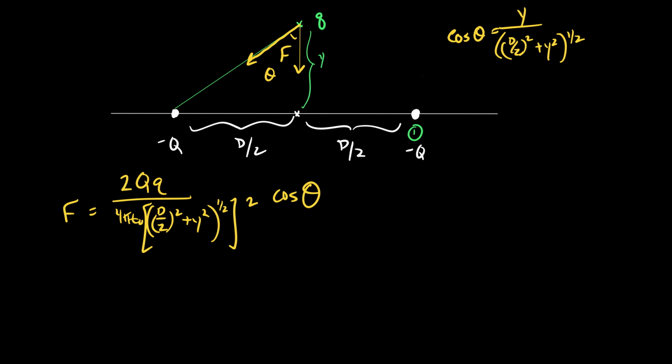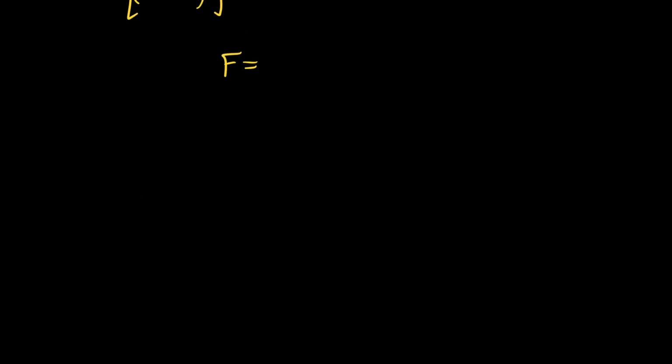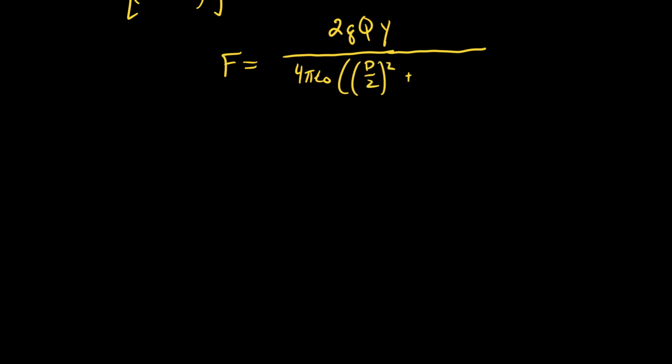So let's mash all of that together. And kind of out of space here, but I'll do it nice and big. Mashing it all together, I'll have 2 little q, big Q, y, all over 4 pi epsilon naught times d over 2 squared plus y squared to the 3/2 power. That's got to be the answer. It's a mess, but that's got to be the answer.